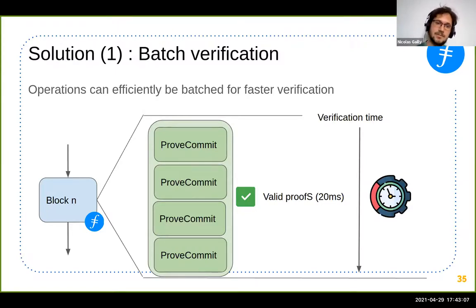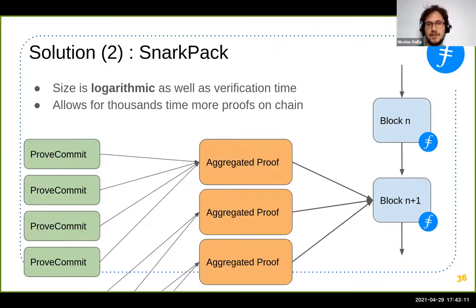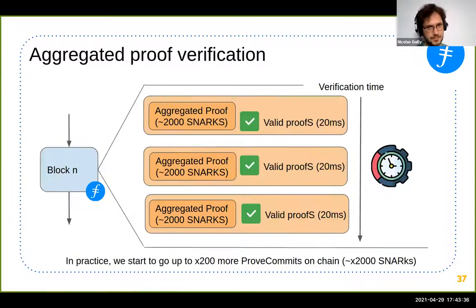But if we want to go further, then we actually need SnarkPack, and this is where we're going to use our solution. We're going to have one miner create a mini proof commit and then create one aggregated proof. It's going to embed this one in the block, and then the whole chain is going to verify only the aggregated proof and not individual proof commits. So that's just to give you context of where we use SnarkPack for Filecoin. As a rough benchmark, we're going to start slowly, allowing miners to create an aggregated proof of 200 proof commits. That's roughly 2000 SNARKs at the beginning. Then we'll increase if we see that the network can sustain this load.